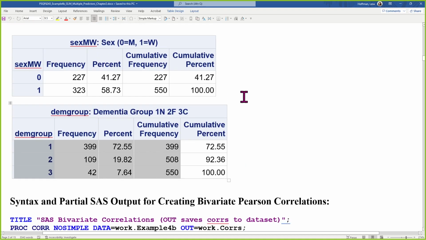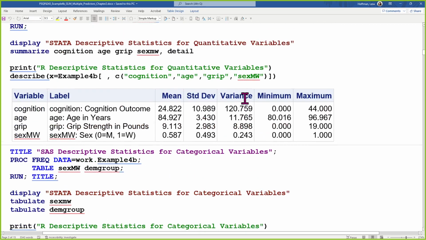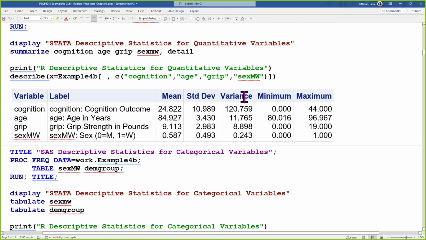So any questions or things you want to review on just getting data in, making variables, running descriptive statistics, stuff like that? No? We're good with that?